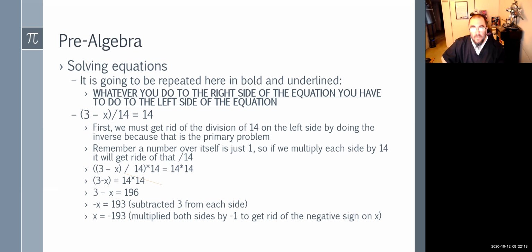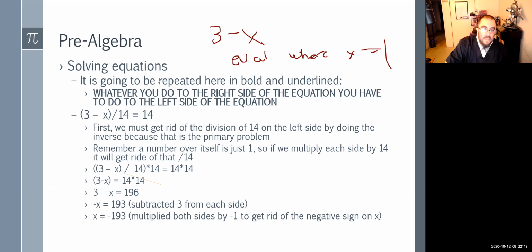We cannot solve a variable question unless we have the equal sign. If we don't have that equal sign, the only thing we can do is evaluate it. We talked about that briefly. Whereas if my question, instead of having 3 minus x divided by 14 equals 14, were just 3 minus x, and I said to evaluate where x equals 1, at that point you're not solving. You're just evaluating for what that statement says.